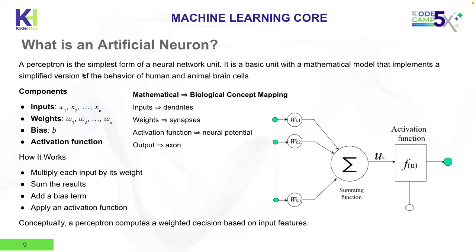A perceptron is the simplest form of a neural network unit. Essentially, a neuron is a more modern implementation, a mathematical model, of a perceptron. A perceptron was the first mathematical model of the biological neuron, and I'm going to talk about the difference between them shortly. So it's a basic unit. It has a mathematical model that implements a simplified version of the behavior of human and animal brain cells.